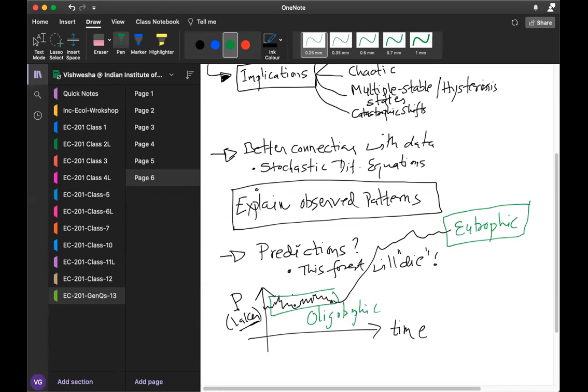So let's say if I'm in this oligotrophic state, is there some way that we can say that I'm entering a danger zone here, and therefore I'm switching to a eutrophic state? Can your mathematical models be used for such predictions? Those are challenges that researchers are still figuring out. How do we address these kind of questions?